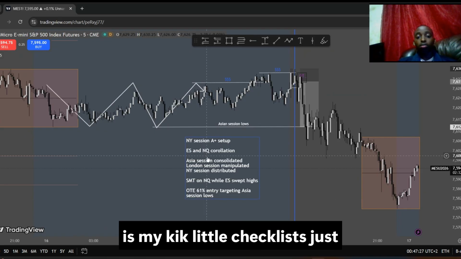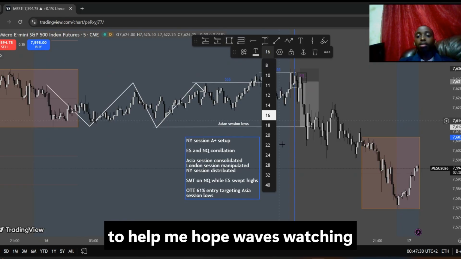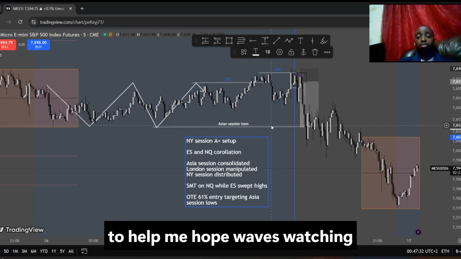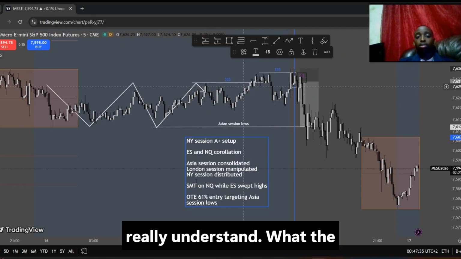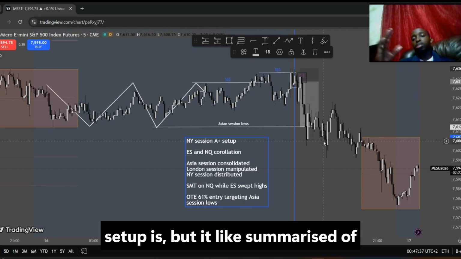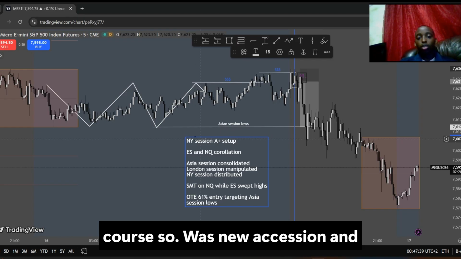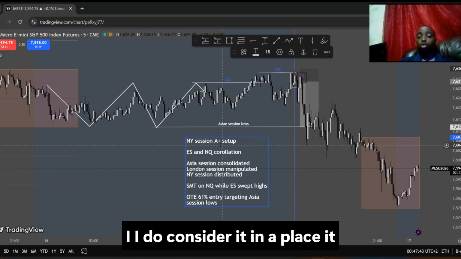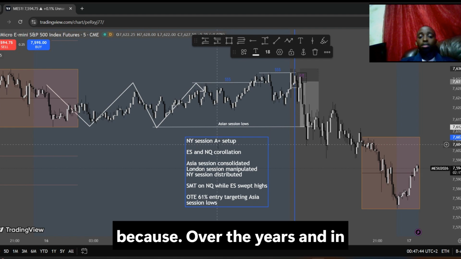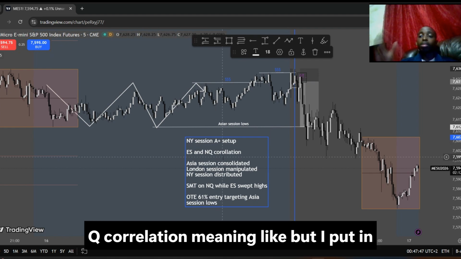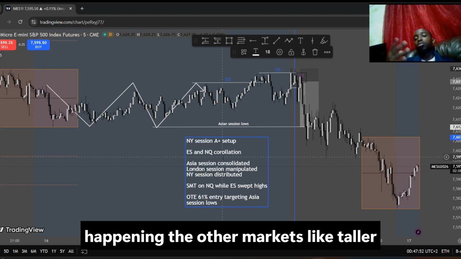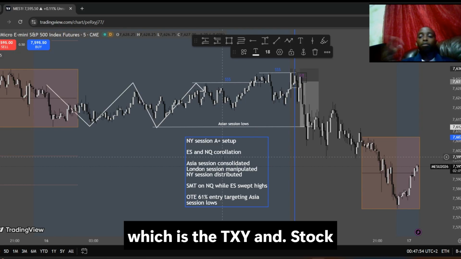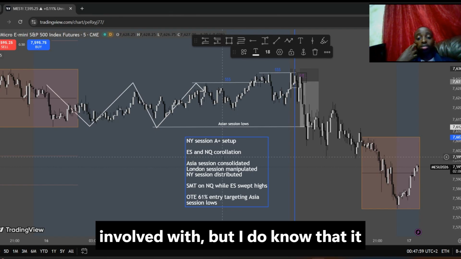This is my quick little checklist just to help whoever's watching really understand what the setup is, summarized, of course. So it was a new accession, and I do consider it an A plus setup because of the ES and NQ correlation, meaning what happens in NQ affects what happens in ES, and affects what happens in the other markets like the dollar, which is the DXY, and the stock markets, which I'm not too heavily involved with, but I do know that it does affect futures.